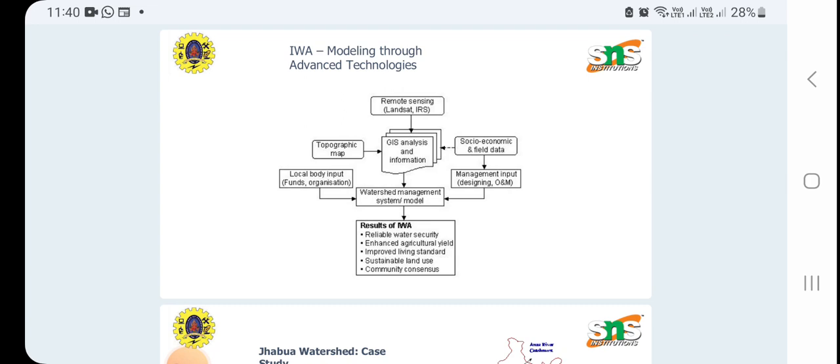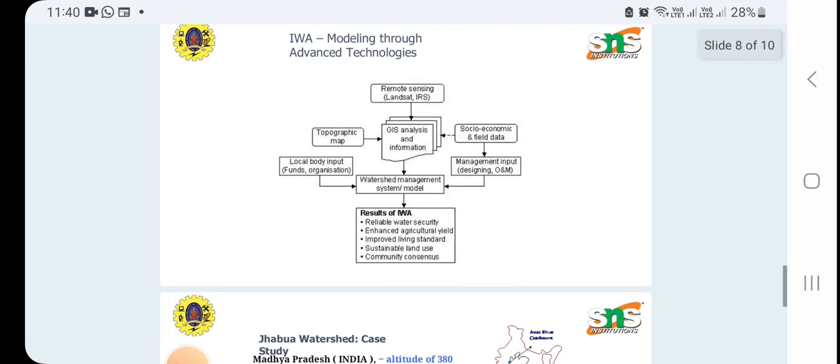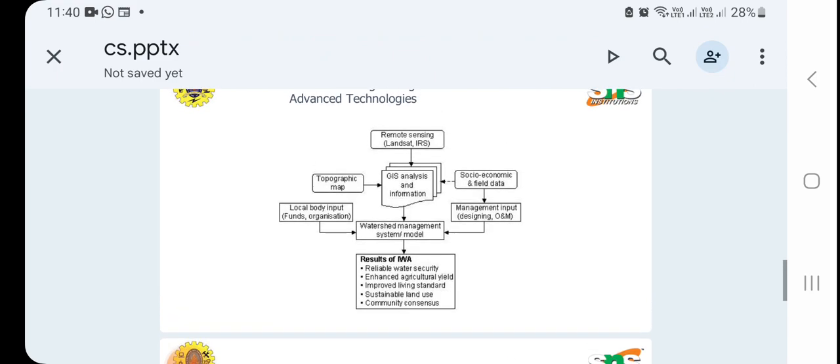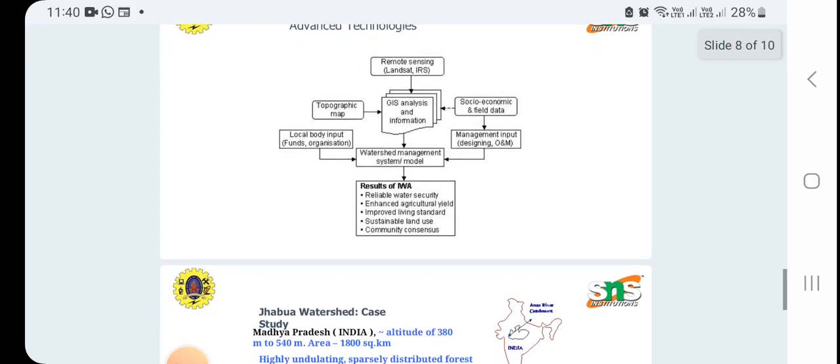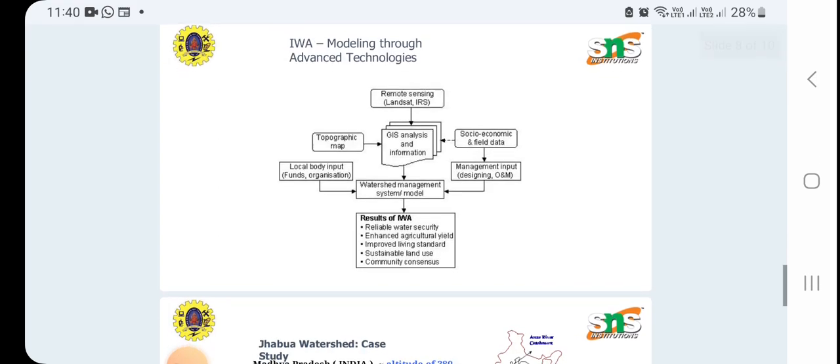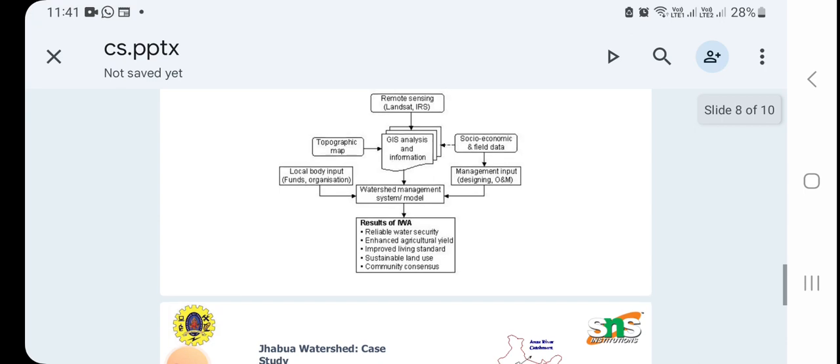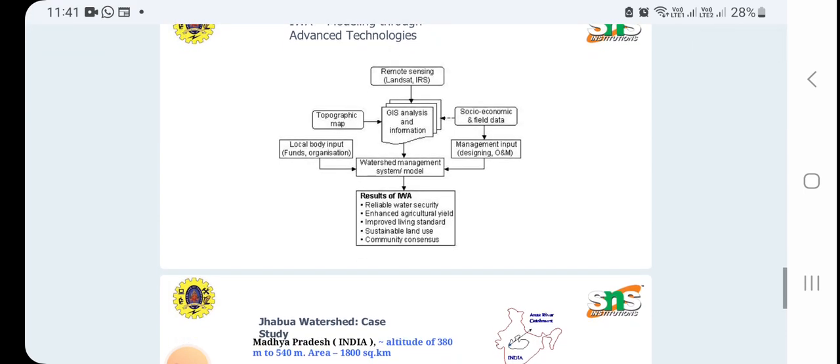Also, we have to get consent from the local body and their funds and organization. So after collecting all the data, one is topographical data, and socio-economic data or a checklist given to the stakeholders. These are considered to give input to the GIS model, and the results will be integrated water resource management, reliable water security, enhanced agricultural yield, improved living standard of the study area, sustainable land use and community concerns.